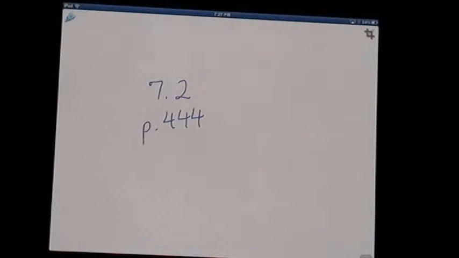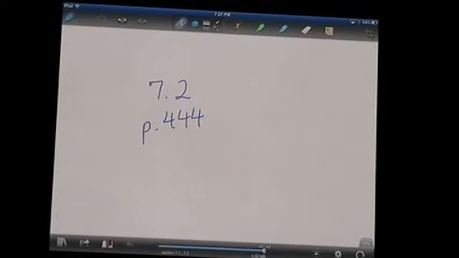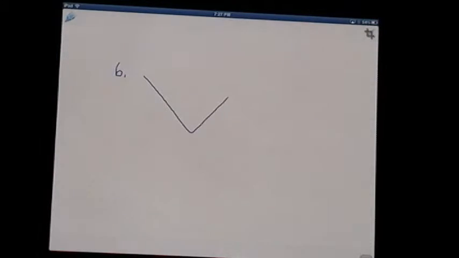We're going to do number 6 and 7 to start with. Okay, we're going to start with number 6, and we're to find whether this triangle is a right triangle. Directions say tell whether it's a right triangle.